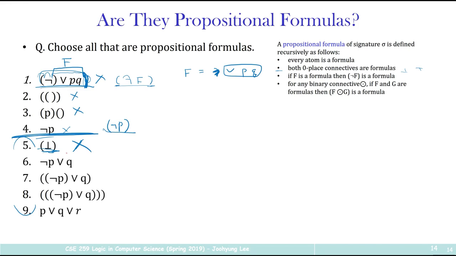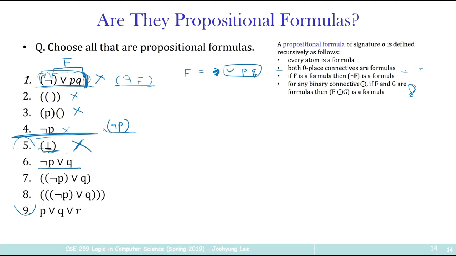This is a zero place connective, but there is no parenthesis. The second case doesn't have any parenthesis, right? So that's not. What about 6? Some people answered 6. This is not a formula, because the closest thing could be this last case, and the last case needs a parenthesis. The string in 6 does not have parentheses, so it cannot be a formula.